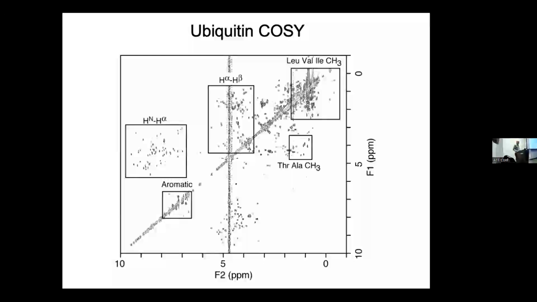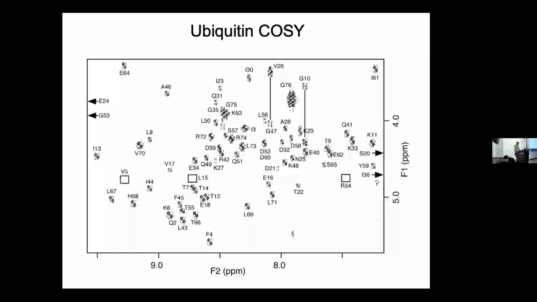For proton-proton experiments, this is the corollary to the HSQC, where you run an HSQC and immediately count: do I have the right number of peaks? If you have way too many, you have a problem. And if you have way too few, you have a problem. Similarly here, you count up, you know how many you should have. So it's a quick diagnostic.